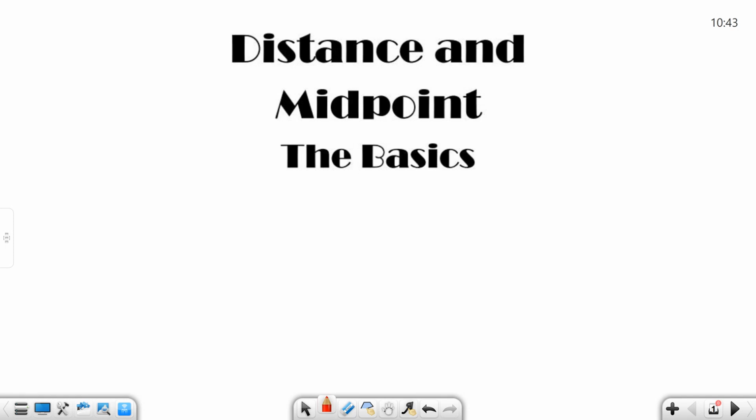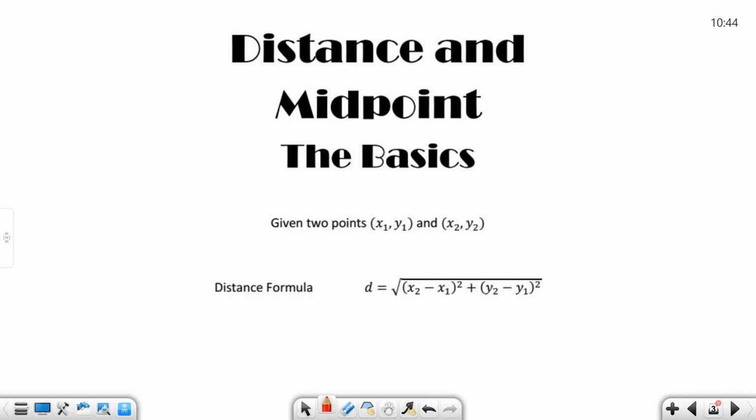Distance and midpoint, the basics. If you're given two points, x1, y1, and x2, y2, and again, the 1s and 2s are subscripts, they're just names, they're not important that they're 1 and 2. They could have been a and b or whatnot. The distance formula: d equals the square root of x2 minus x1 squared plus y2 minus y1 squared.